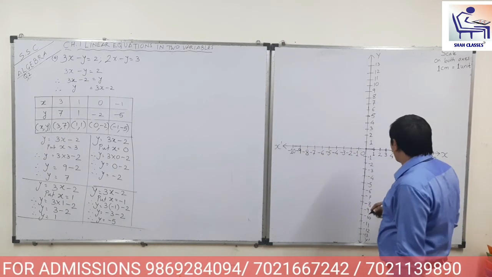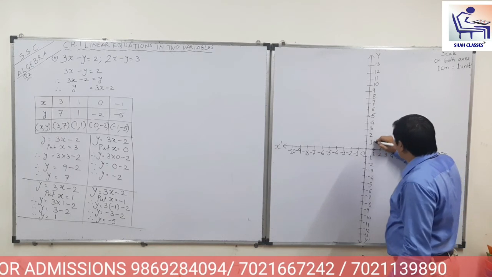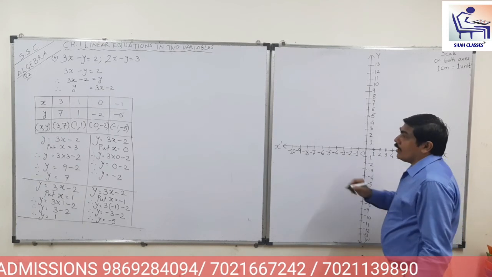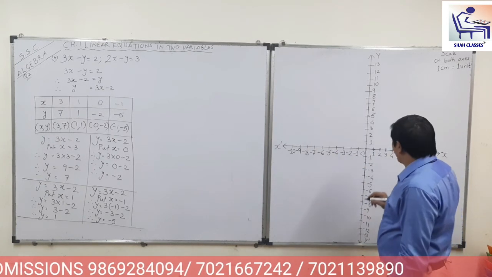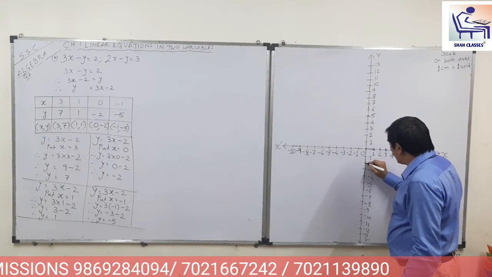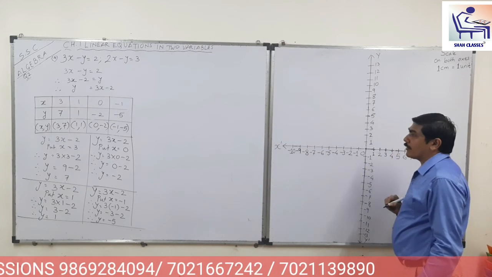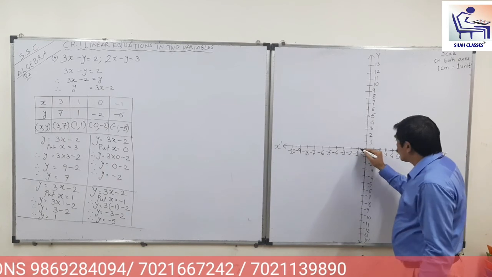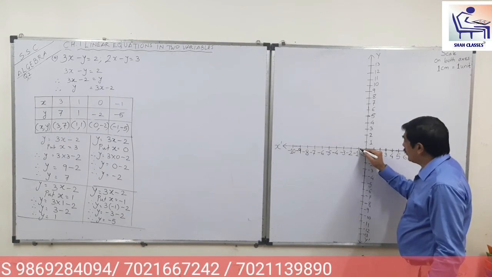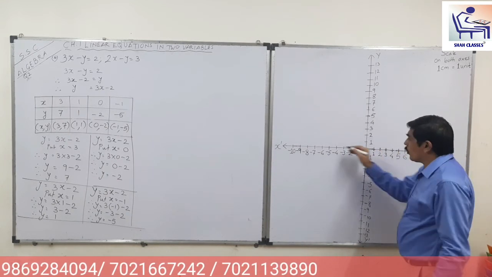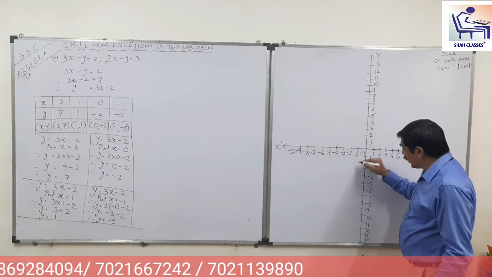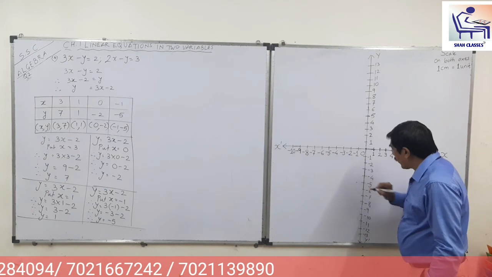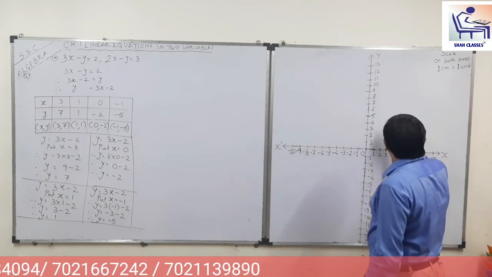Now the second point is 1, 1. So on x-axis 1, y-axis 1. And now the third point is 0 minus 2. So this is your 0 minus 2. And now the fourth point is minus 1 on x-axis. Please remember, on x-axis you have to find minus 1, and on y-axis you have to find minus 5. So we got these 4 points.